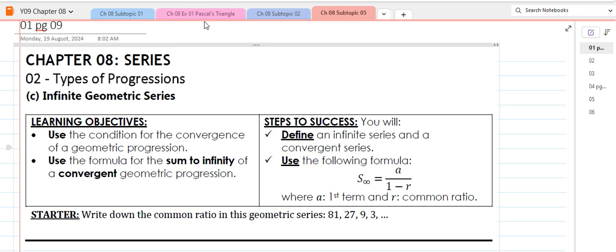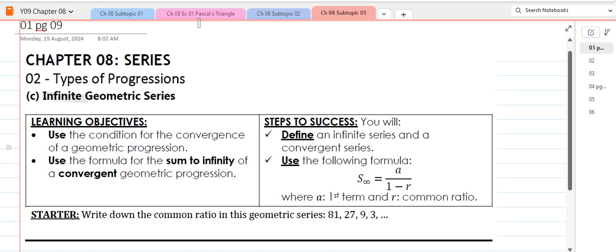This time you're focusing on the chapter on series, which is about progression. In the previous video, you learned how to deal with arithmetic and geometric progression. For this subtopic, you are going to deal with infinite geometric series. For this, you have to use the condition for the convergence of a geometric progression. That means it will converge, or go towards a specific finite number.